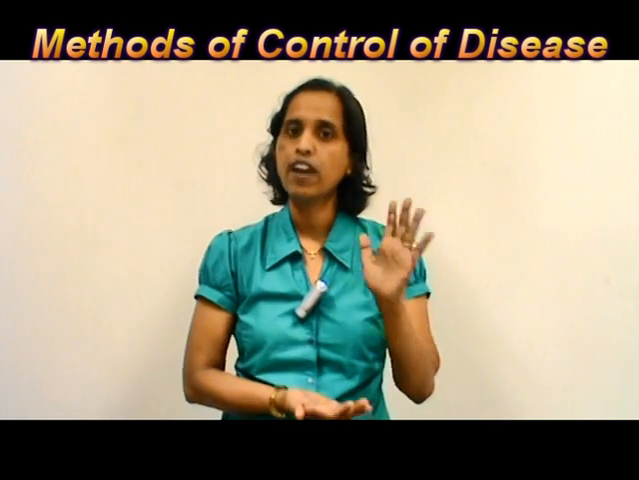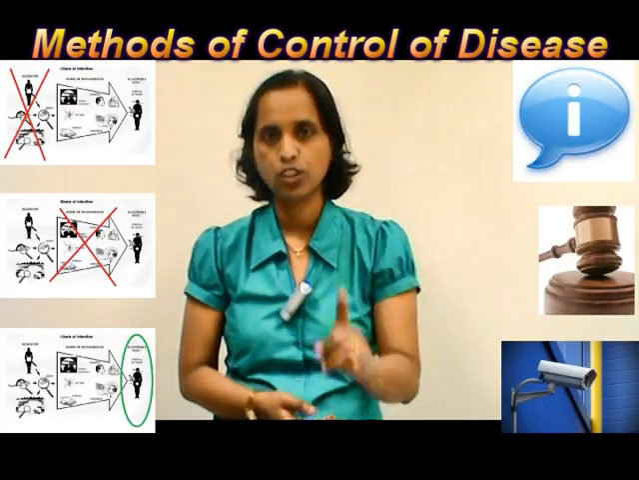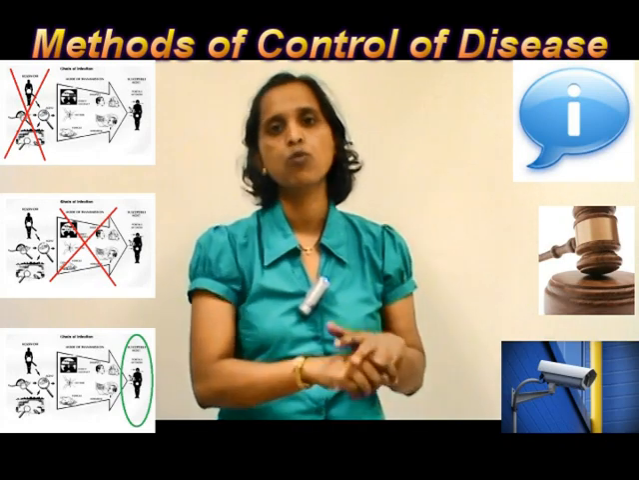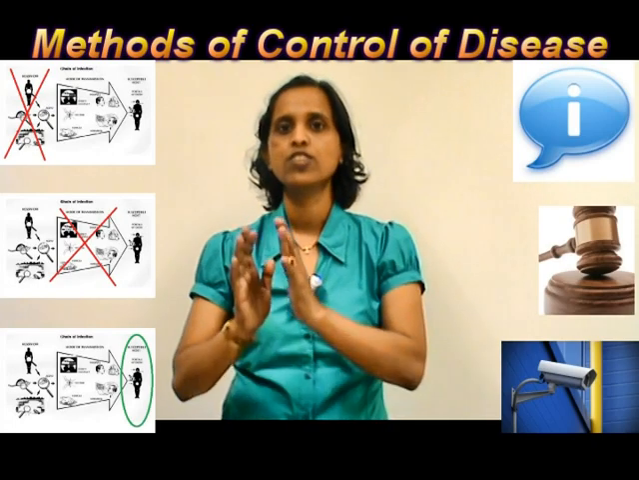So these are 5 methods of control, of which the first 3 basically target the chain of infection, and the next 2 are mostly administrative in nature. We talk about notification, legislation and surveillance.